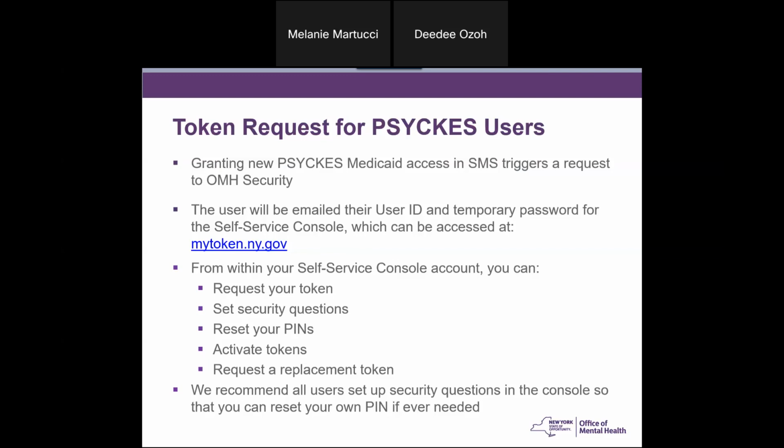So from within the self-service console, once you get that user ID and temporary password, you'll be able to log in. And in the console, you can request your token. You can also set security questions. You can reset PINs as needed. You can activate your token, and you can request a replacement token if needed.